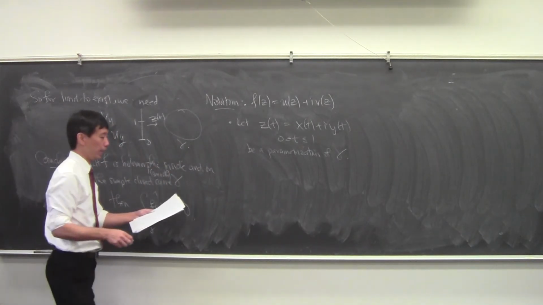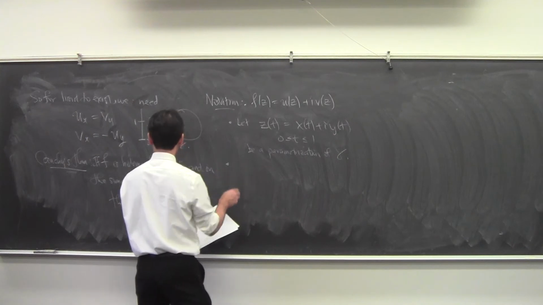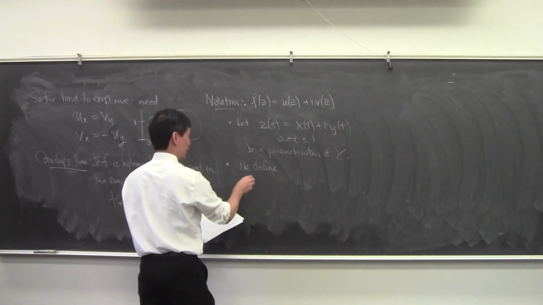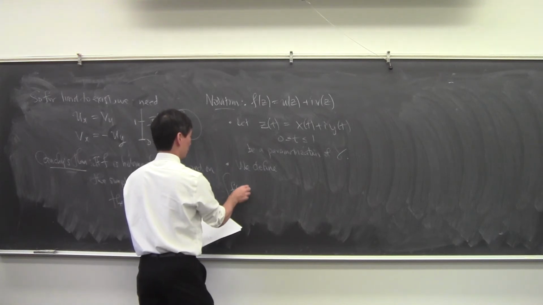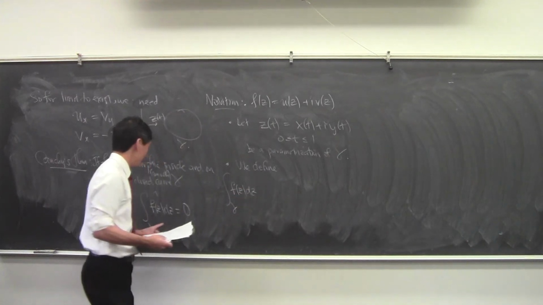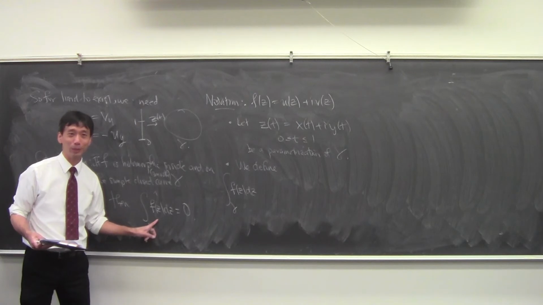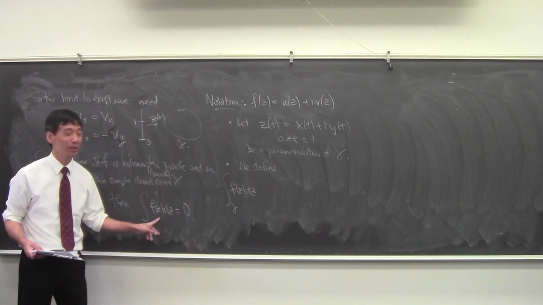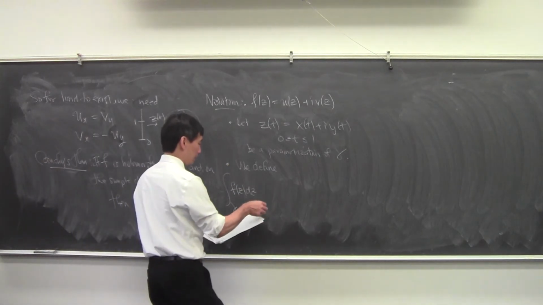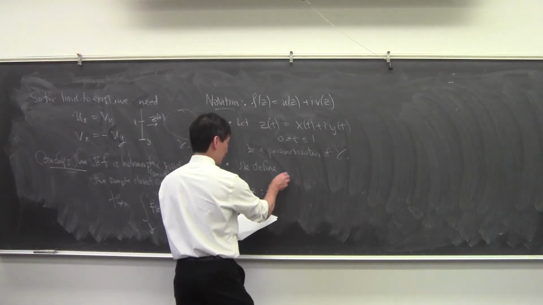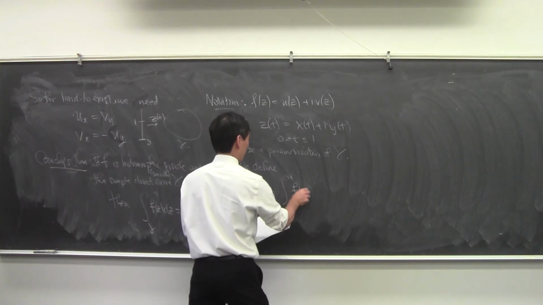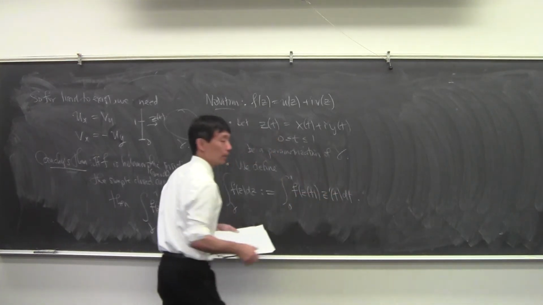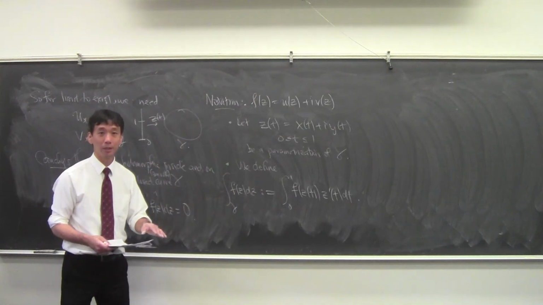Okay, and we define the integral. We haven't defined what this is, so you should be like, what is that? We said it's equal to 0, but we didn't tell you what it is. So let's define what that is. That's defined as the integral from 0 to 1 of f of z of t times z prime of t dt. Okay, what you would expect.